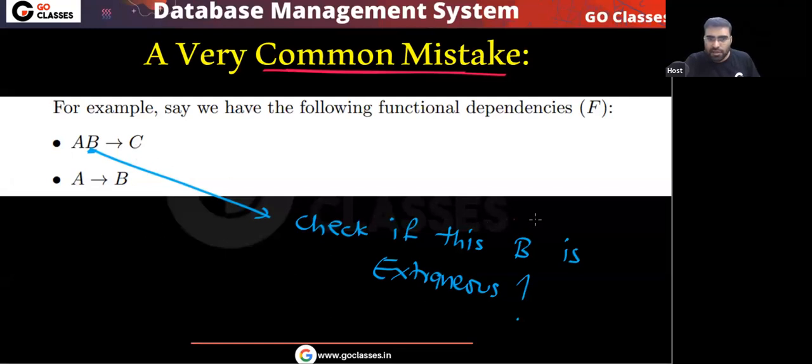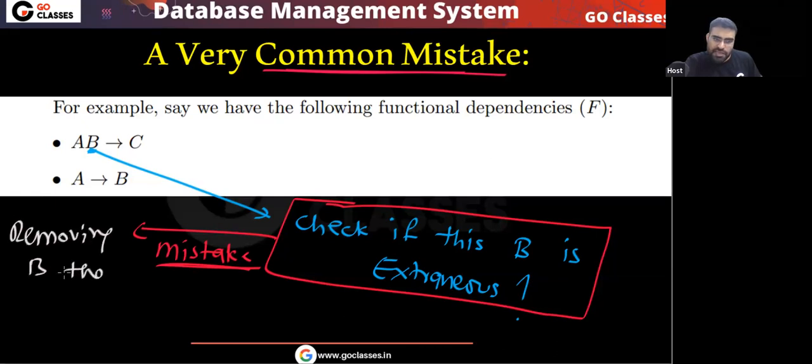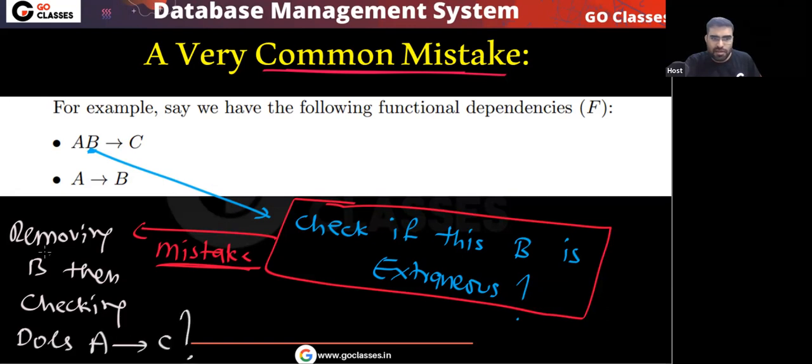See what I'm saying. If you want to check, then what is the mistake? It is a common mistake, it can happen, so you should take care. The mistake is: first you remove this B, then you check, does A determine C? First removing B, then checking whether A determines C, this is a mistake.